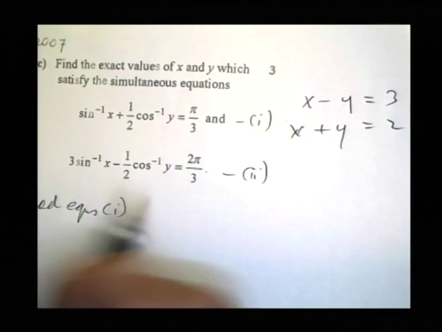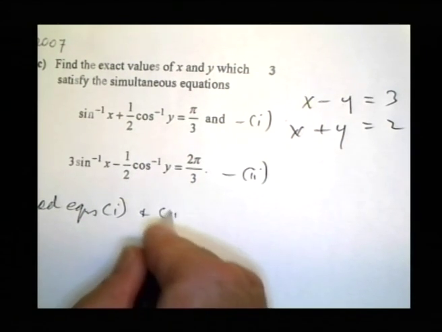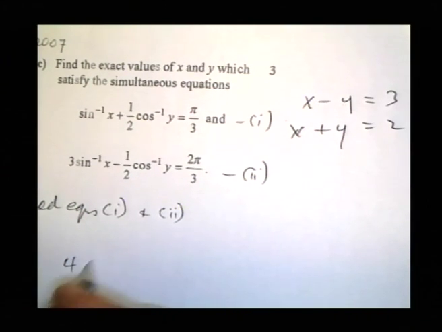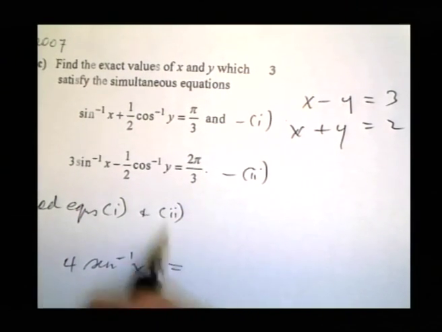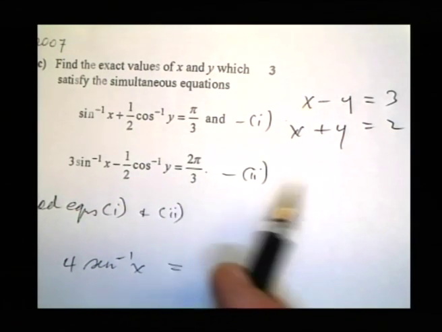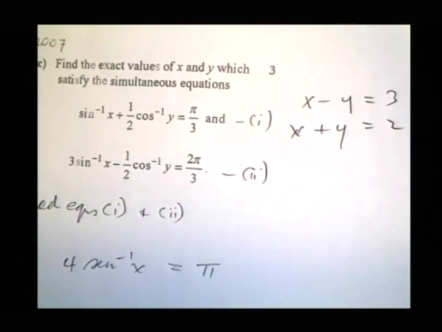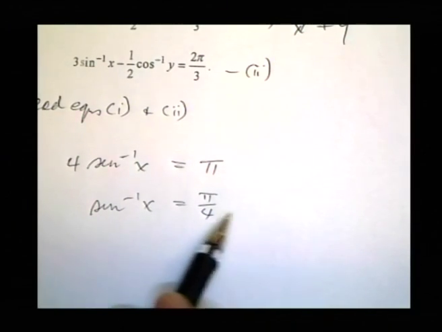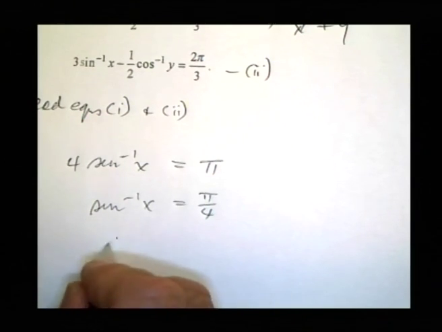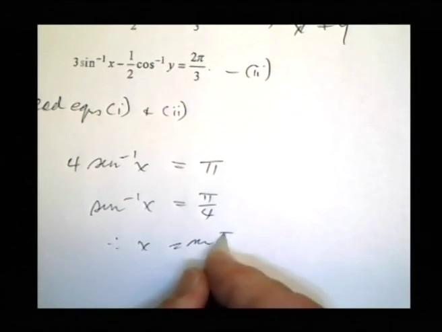Don't forget, this is question 5, by the way. Add equations 1 and 2. They cancel out, and you end up getting 4 sine to the minus 1 of x is equal to, that plus that, pi over 3 plus 2 pi over 3 is 3 pi over 3, which is pi, and so we end up getting sine to the minus 1 of x is pi over 4. Now sine to the minus 1 of x is an angle in radians, which we've found out. And now I use the interchanging. Don't forget, therefore, x is equal to sine of pi over 4.